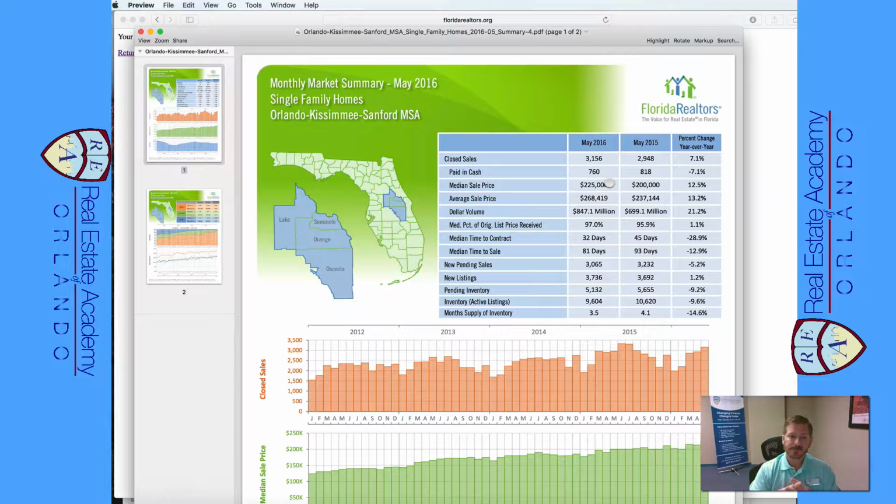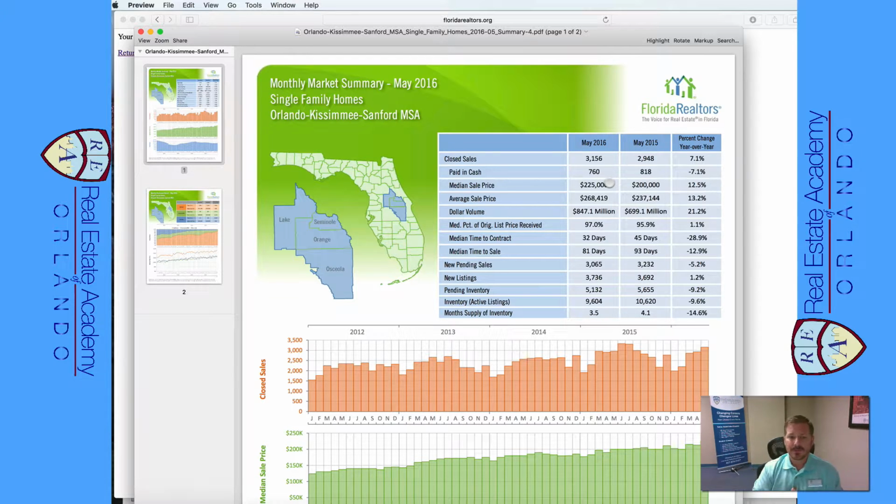Coming down to dollar volume, this is if we just add up all of the sales at their sale price over the year. This is how much has sold. This is not a significant number, really not that important to your everyday home buyer or even investor. This is more of a macroeconomic number here. We won't necessarily use that much for today.